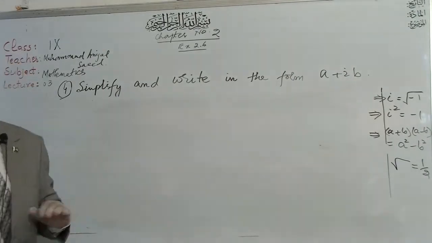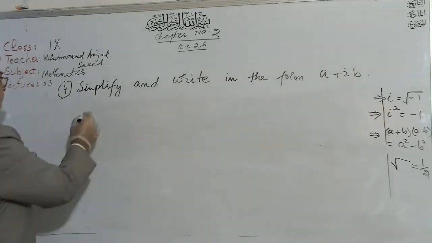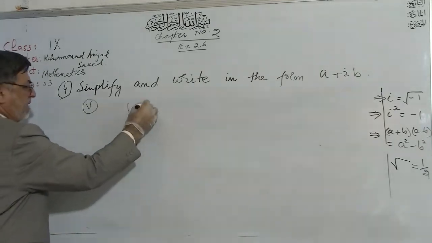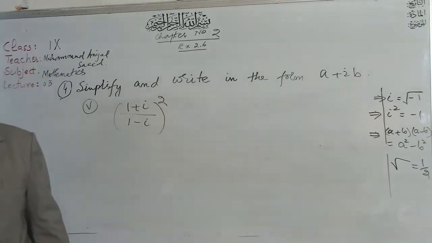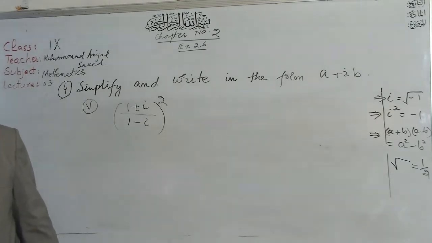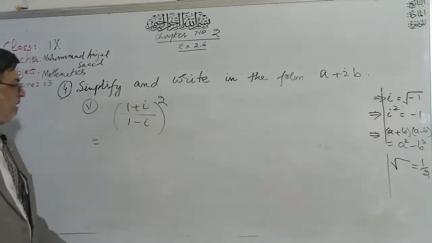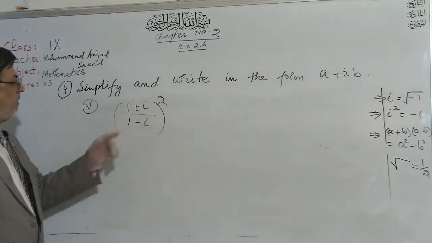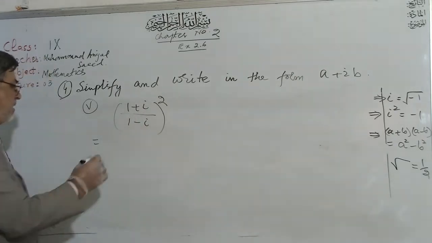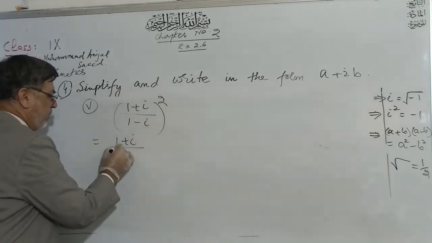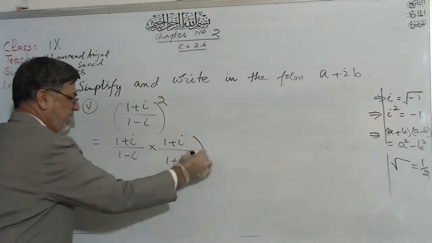After that, we have part number 5, 1 plus iota over 1 minus iota whole square. First of all, I told you that we will rationalize the denominator by multiplying above and below by the conjugate of the denominator.